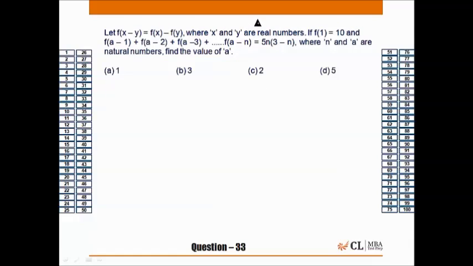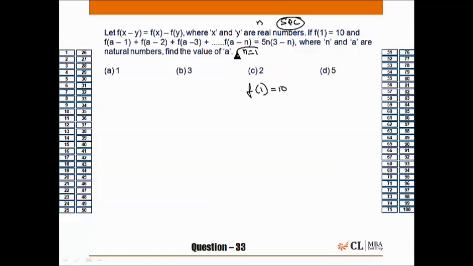Let's put some value of n and see. Let's hope it works. f of x minus y equals f of x minus f of y, where x and y are real numbers. f of 1 is given to be equal to 10. Okay, so what will you get? You'll get f of 2 minus 1 equal to f of 1. Maybe you'll get f of 2, and then f of 3. Okay, let's see what it's saying, and f of a minus 1 plus f of a minus 2, up to a minus n.